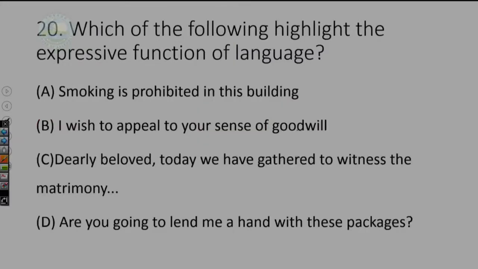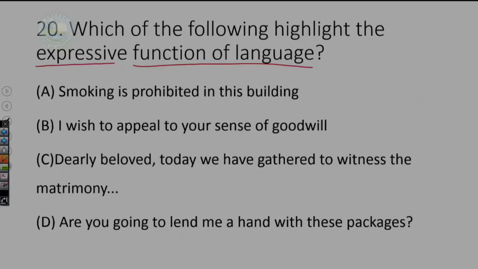20 asks, which of the following highlight the expressive function of language? Again, we are looking at some of the questions you can get in your Module 2 component for your exam. So we're talking here about the function of language. What are the functions of language? And we have at least six functions of language that you're going to be encouraged to go back and pay close attention to. This item here is asking about the expressive function. The expressive function of language is that element that is creative in its language, it's emotional in its language, and it helps you to express feelings of love, compassion, and so on.